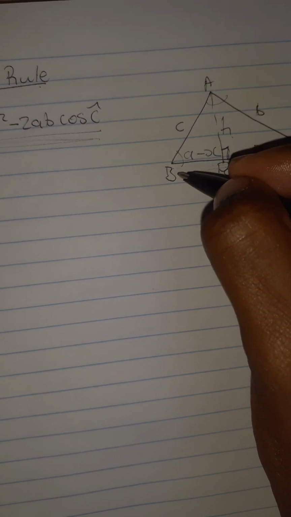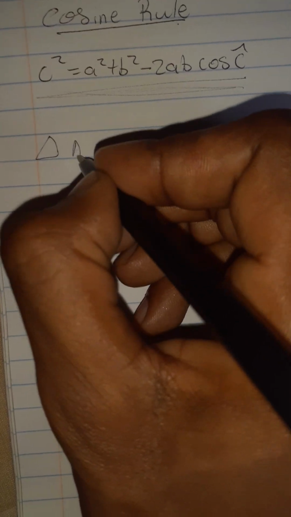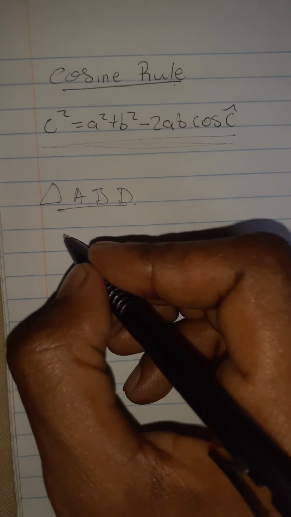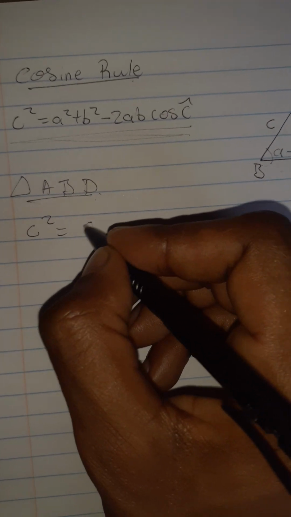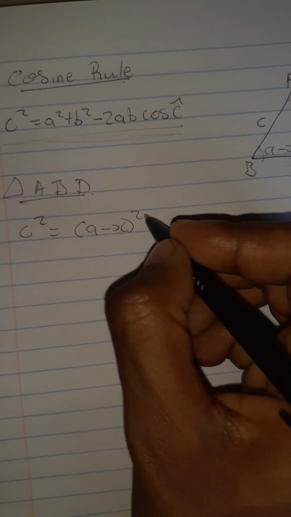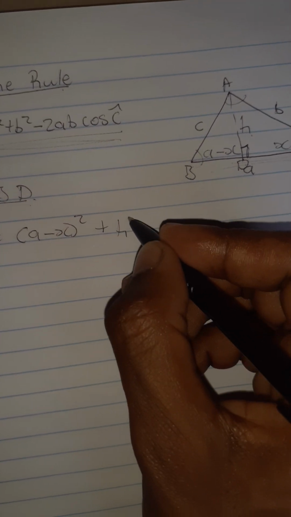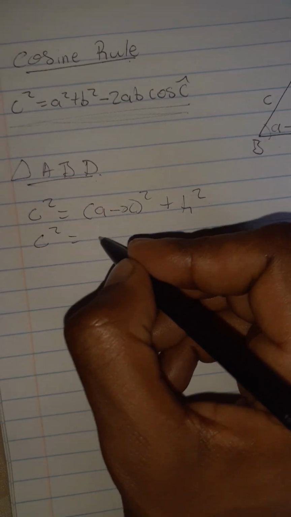Now we are going to continue by applying our Pythagoras theorem to this triangle here, ABD. So for triangle ABD, our Pythagoras theorem will be c squared, which is our hypotenuse, is equal to our adjacent, a minus x. So it's going to be (a minus x) squared plus h squared, since it's our opposite side or our height, h squared. Now we're going to simplify this equation.